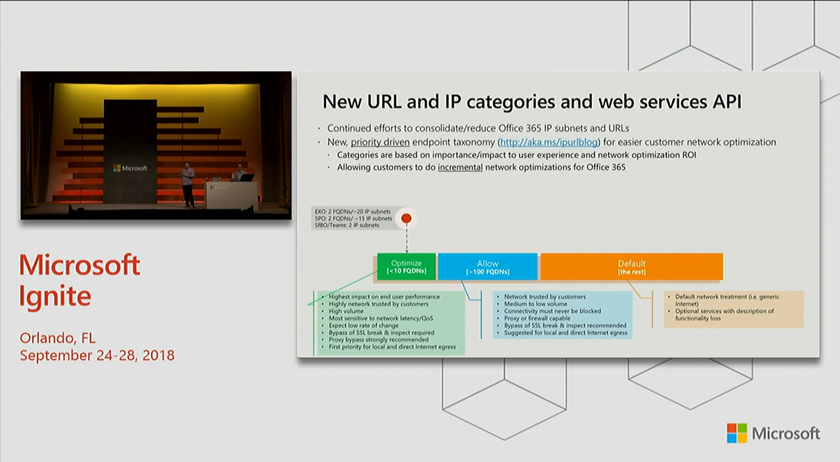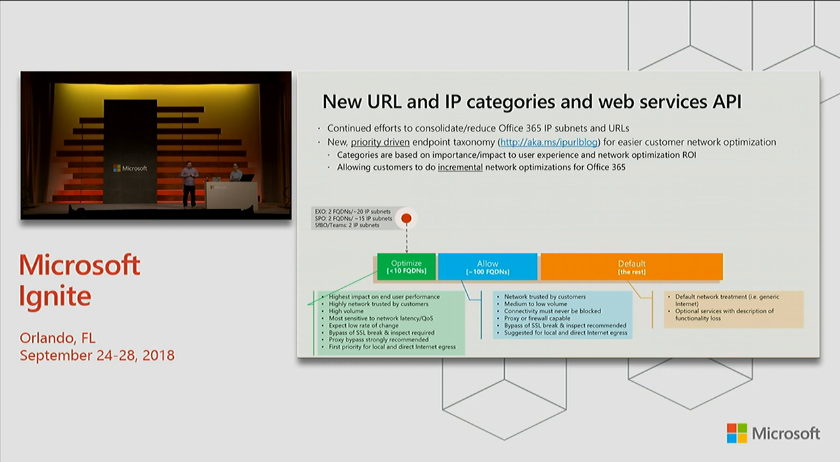So the optimized list, as I say, is the high volume, highest impact on performance, most sensitive traffic. So we expect a low rate of change in this space in terms of the IPs and URLs. We have a set of criteria an endpoint needs to meet before we put it in here. We strongly recommend bypassing proxies, send this traffic direct. And because you've got a small list, it's much easier to assess the security elements in the service against these endpoints.